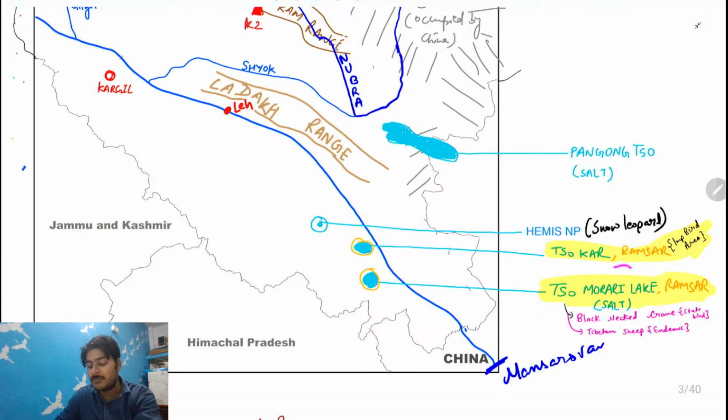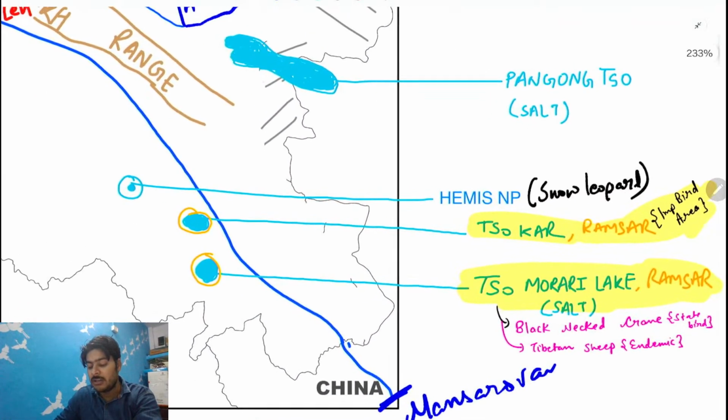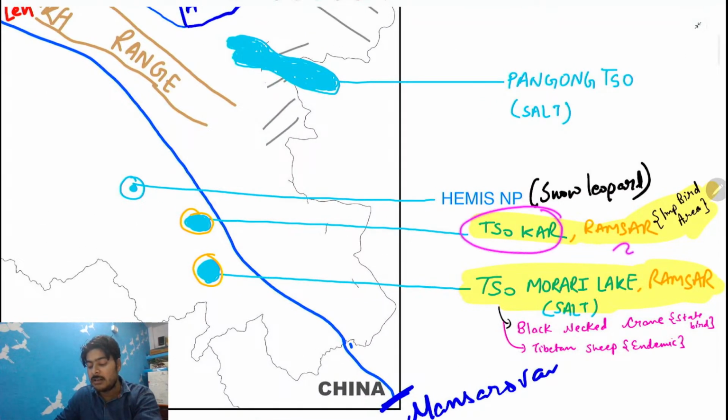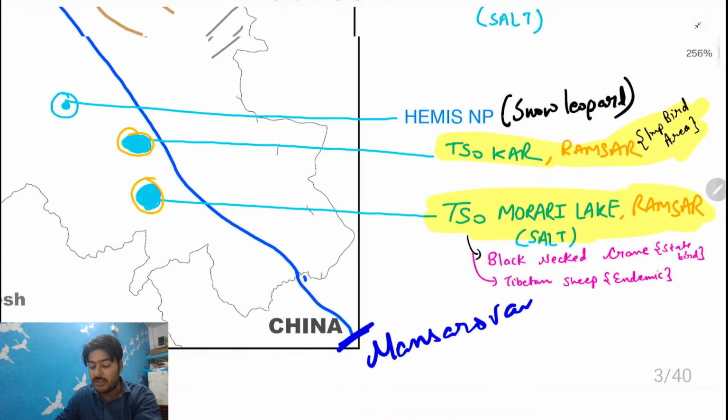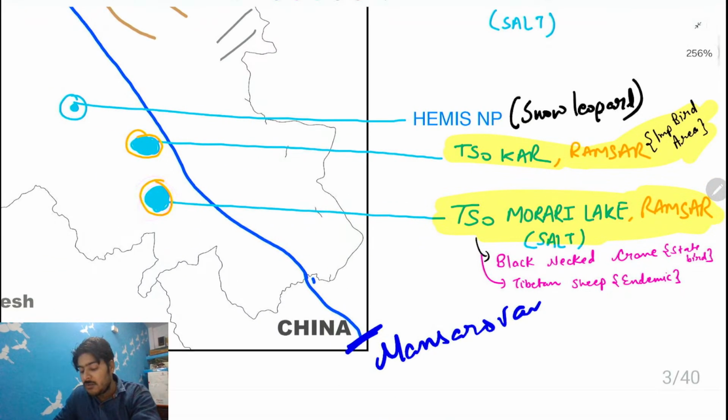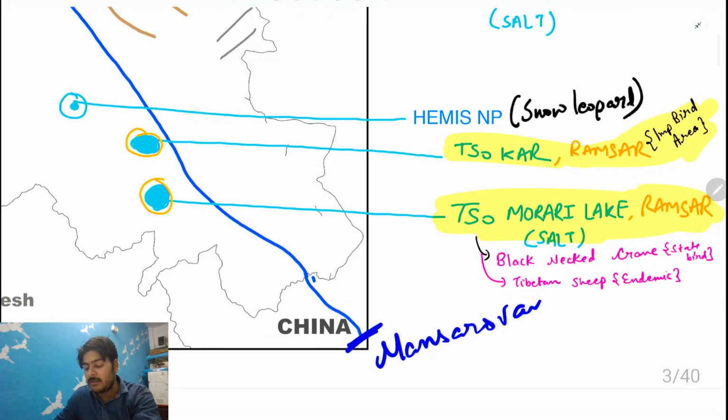Sokar, it is a Ramsar site, an important bird area, that is IBA. Okay. And next, Somoriri Lake, it is also a Ramsar site. In the Somoriri Lake, which is here, you will have the black-necked crane and the Tibetan sheep. The black-necked crane is the state bird, and the Tibetan sheep is an endemic.